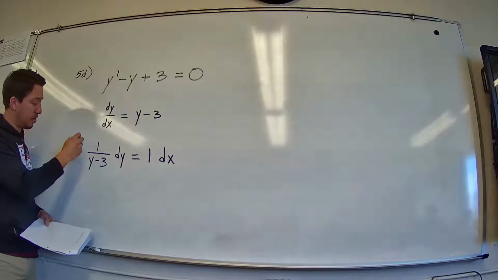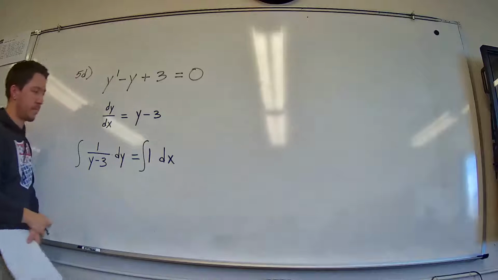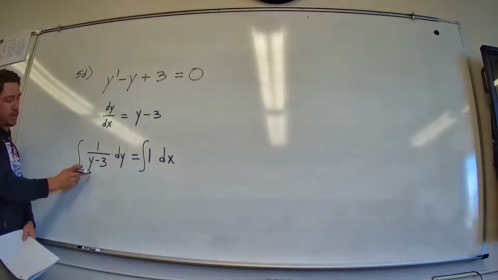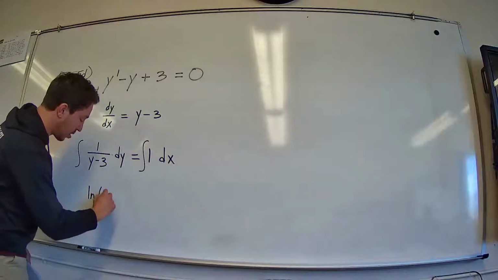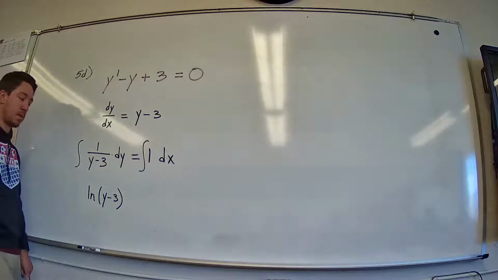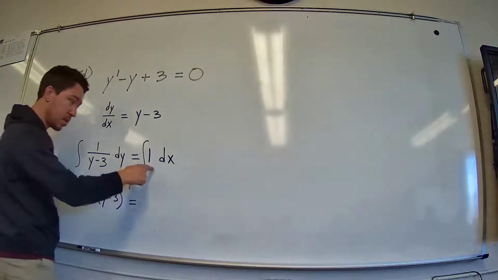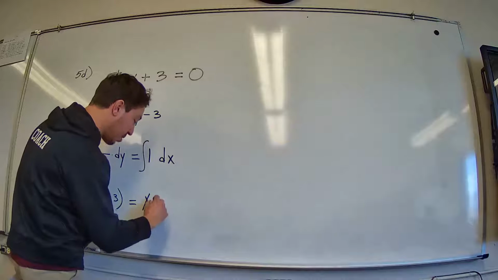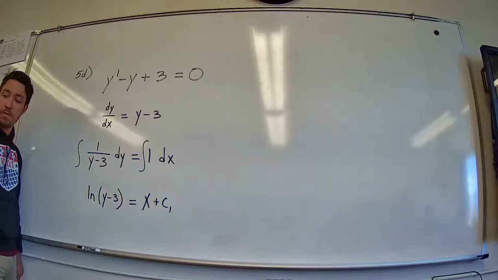So then, when you integrate, what is this going to turn into? Natural log of y minus 3. And then this becomes x plus some constant. I remember the C this time. You got it. All right, thanks for the subs.